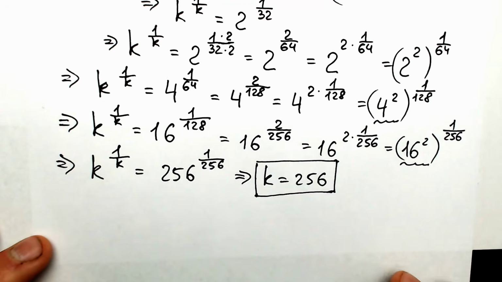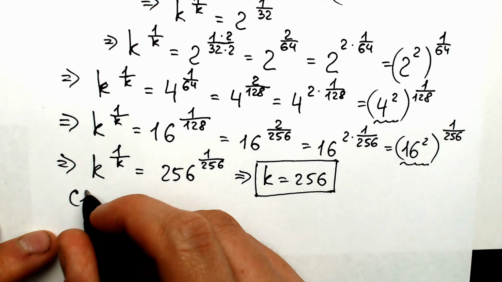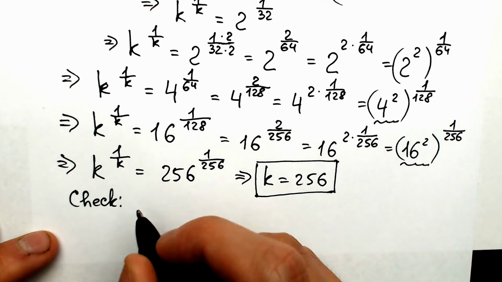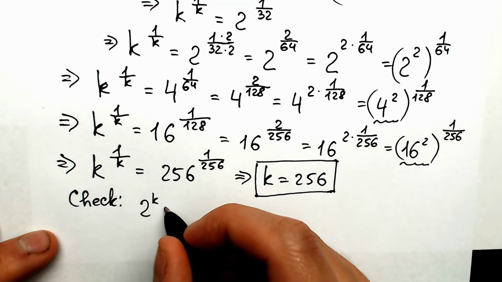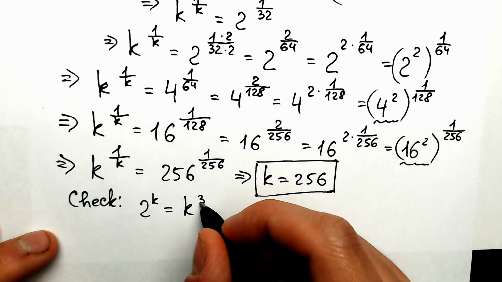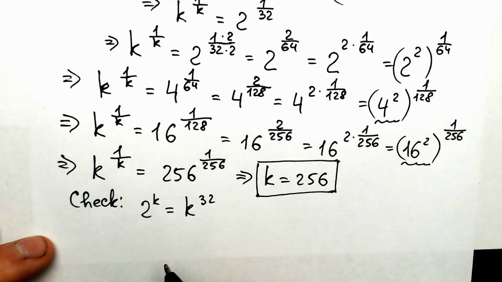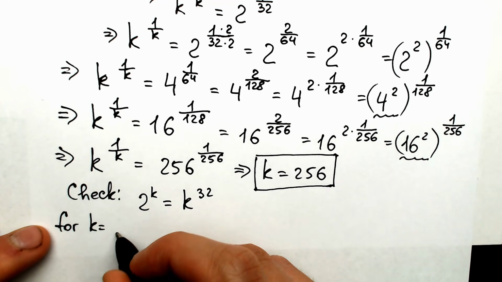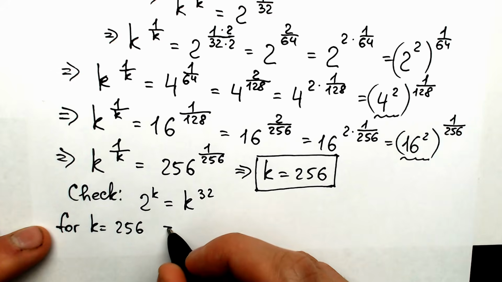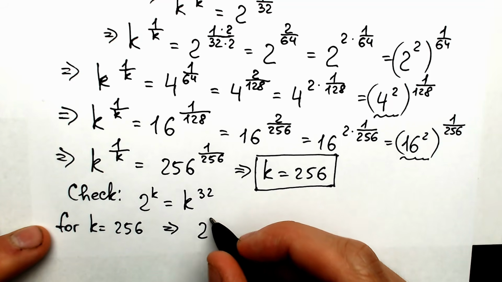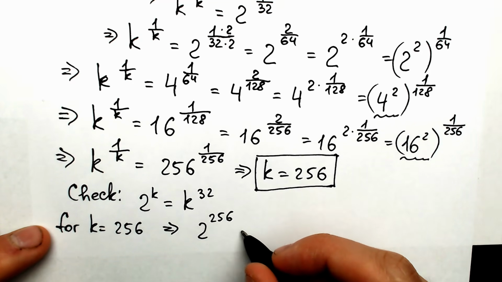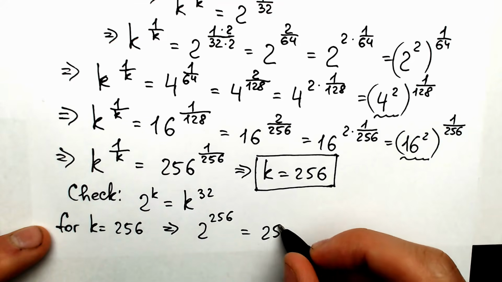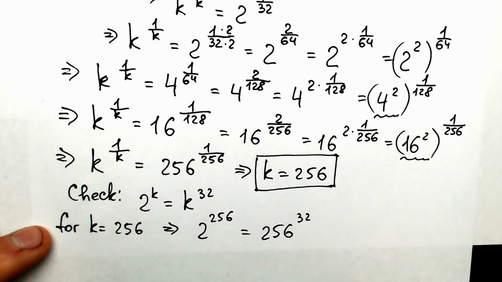So let's check our 256. So our check: 2 to the power k equals k to the power 32. So let's check k equal to 256. So for k equal to 256, let's plug it in. So we have 2 to the power 256 equals 256 to the power 32.